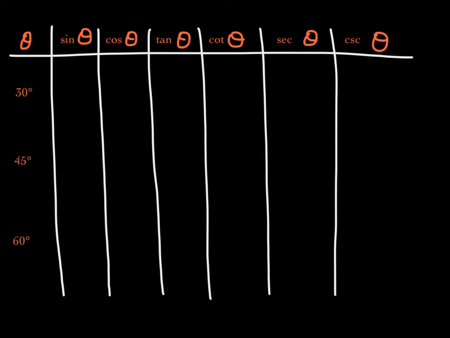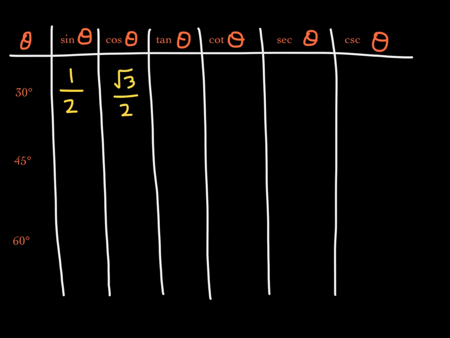Here, I'll put in sine of 30 degrees for us. Sine of 30 degrees, we found a little while ago that it is equal to 1/2. Remember, we had that equilateral triangle that we cut in half? And then cosine of 30 degrees, we found to be root 3 over 2.